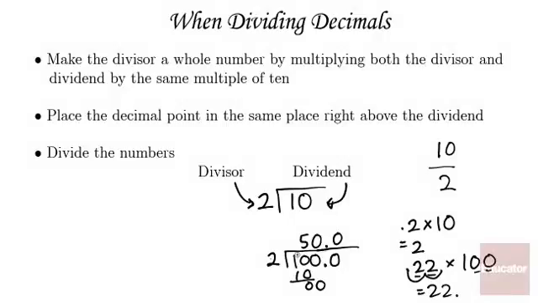So again, the first rule when you divide decimals is to make the divisor a whole number by multiplying the divisor and the dividend by a multiple of 10, so that the decimal point goes behind the number and it becomes a whole number. Once you multiply the dividend by the same number, you place a decimal point right above it, and then you just divide the same way. So let's do a few examples.